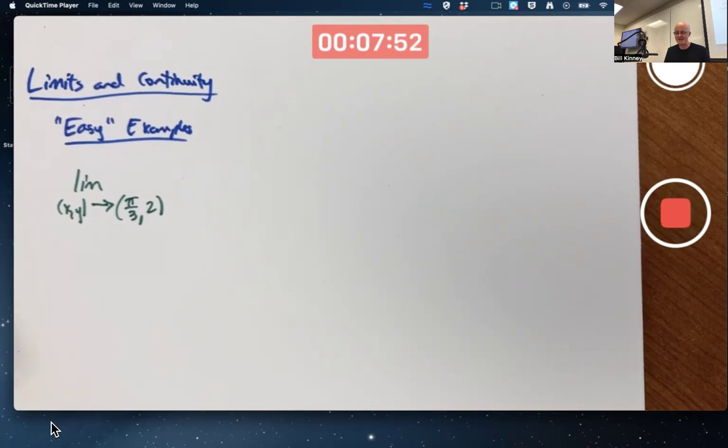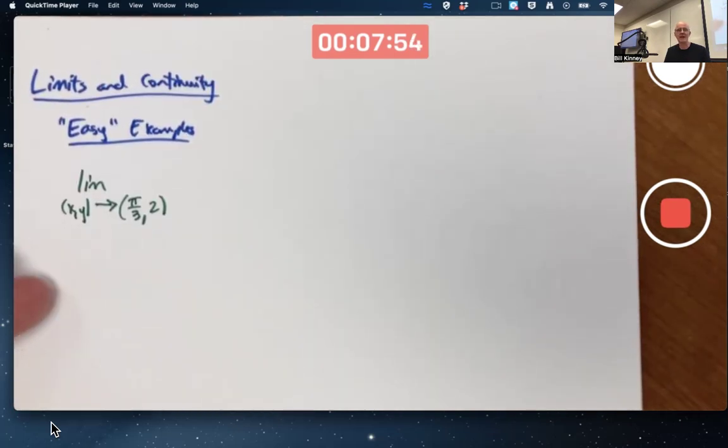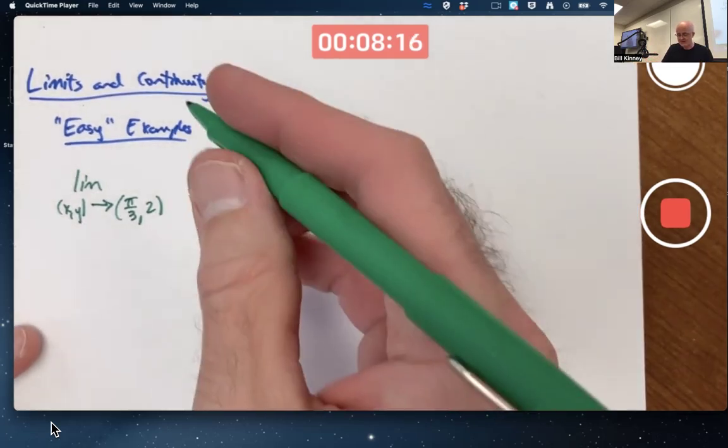So what does this mean? It means x is approaching pi over 3 and y is approaching 2 simultaneously somehow. But the fact that x is approaching pi over 3 and y is approaching 2 simultaneously has some shades of meaning that are not completely obvious at first glance or at first thought. We need to think about what that really means. But what is the function here?